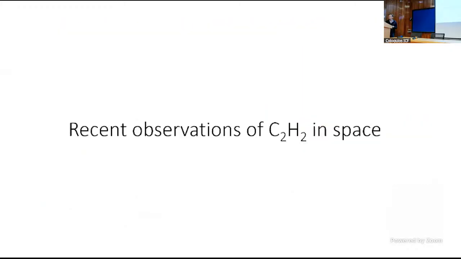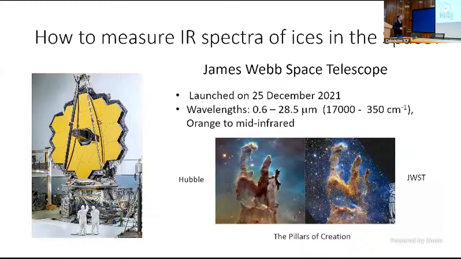Okay. So now, in space. What we want to study with these things that we measure in the lab. This is the James Webb Space Telescope before it went up. It was launched not long ago. It observes things in this 0.6 to 28.5 micrometers range, here in centimeters to the minus one. However, it doesn't use only one spectrometer. So when you look at the data they publish, it will not cover the whole range. I will show you why this is important later.